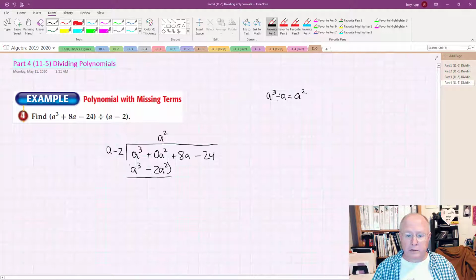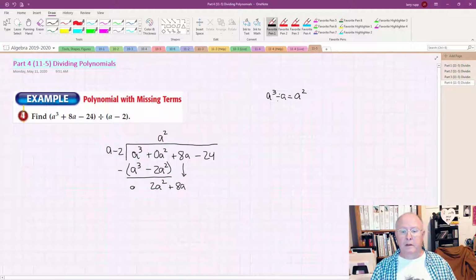All right? So you are subtracting this whole expression. So a cubed minus a cubed is 0. 0a squared minus a negative 2a squared is a plus 2a squared. So you have a positive 2a squared. And then you bring down your next term. Okay? Plus 8a. So now we look at it and we say, how many times does a go into 2a squared? Well, it goes into it 2a times, right? So 2a times a gives you 2a squared, and 2a times negative 2 gives you minus 4a.